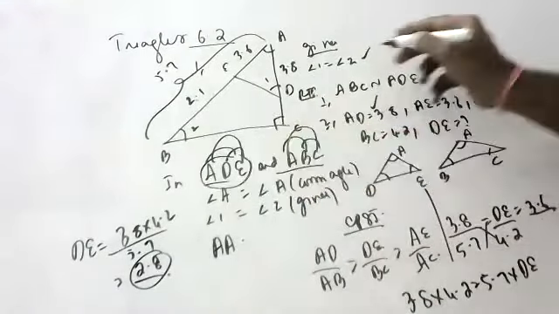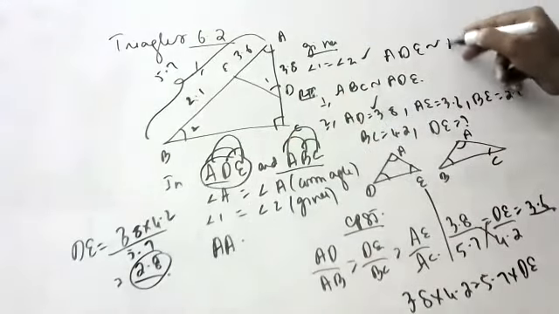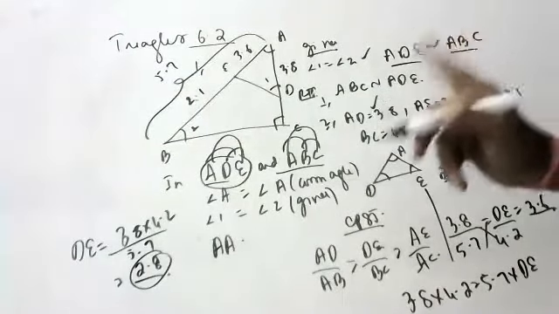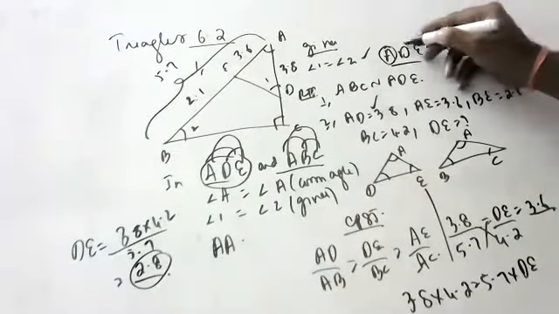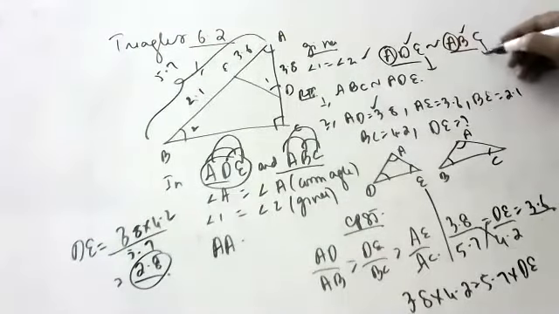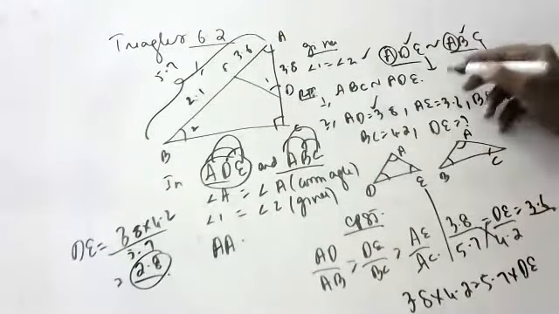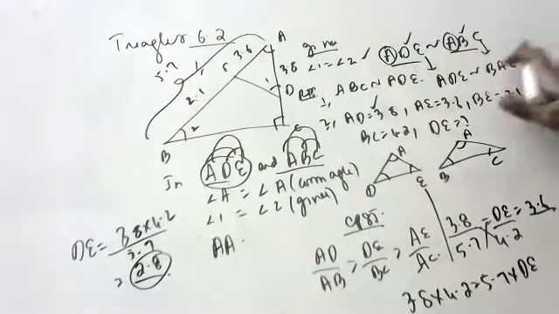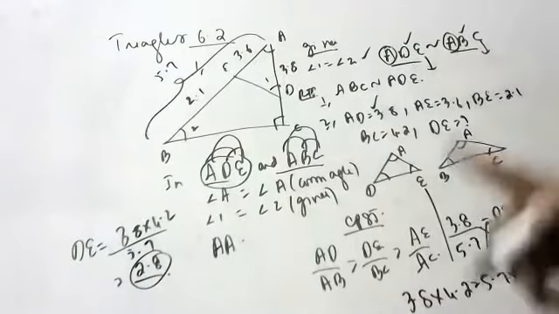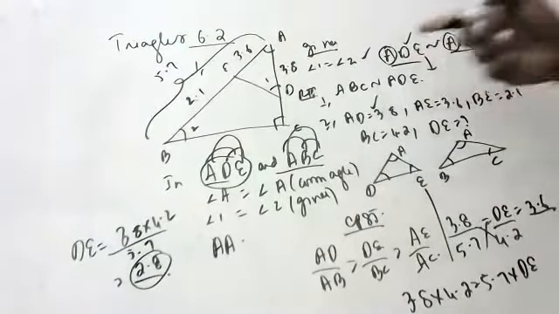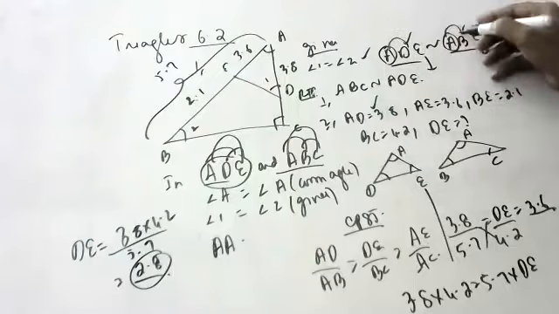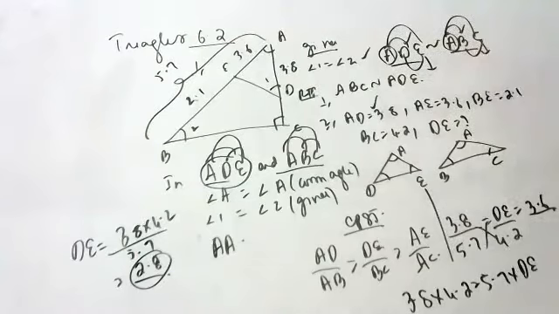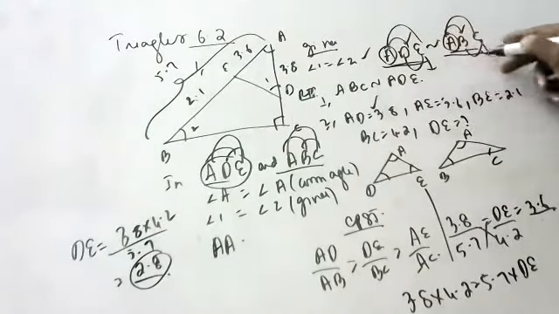So when you are writing CPST, be careful, children. ADE is similar to ABC means, compulsorily you should follow this pattern. There should be meaning: angle A is equal to angle A, angle D is equal to angle B, angle E is equal to angle C. Simply, I can't write ADE is similar to BAC. You can't write like that. You have to write similar angles, and from that only similar sides will come: AD by AB, DE by BC, AE by AC. You have to follow a procedure, children.